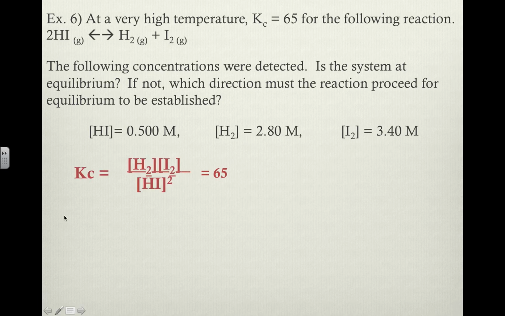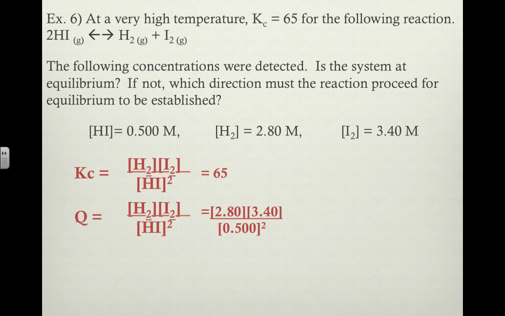Okay. So if this is at equilibrium, we put in those values, we get 65. If we get something that's not 65, then we're not at equilibrium. So Q has the exact same setup, and we'll plug in all our values. So again, go ahead, use your calculator, type this in, make sure you can do this on your own, and you should get a value of about 38 for Q.